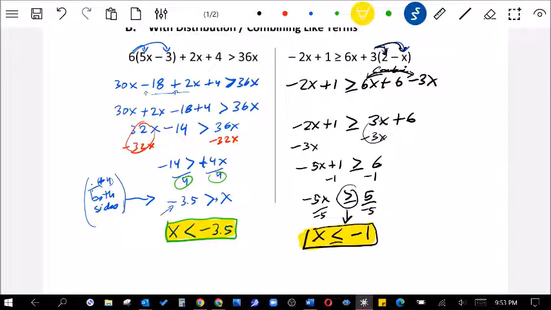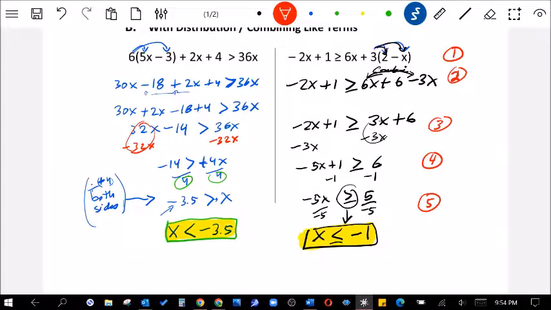Okay, so there's a lot of steps in there. That's why I have to keep track of each thing. On this one, the first step was distribution. Second step was to combine like terms. Third step, subtracting 3x. Fourth step, subtracting the 1. Fifth step is dividing by the negative 5. Quite a few steps in that. You have to show them in order to get the correct answer. Now, we're going to look at variations.